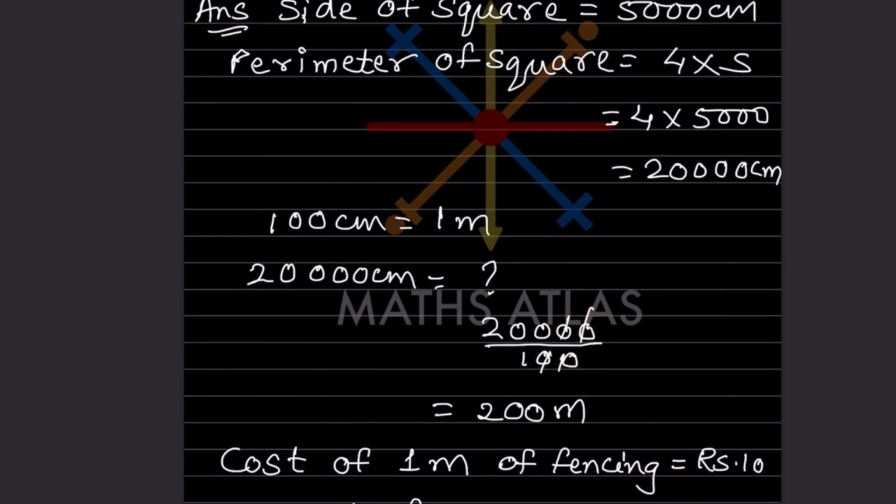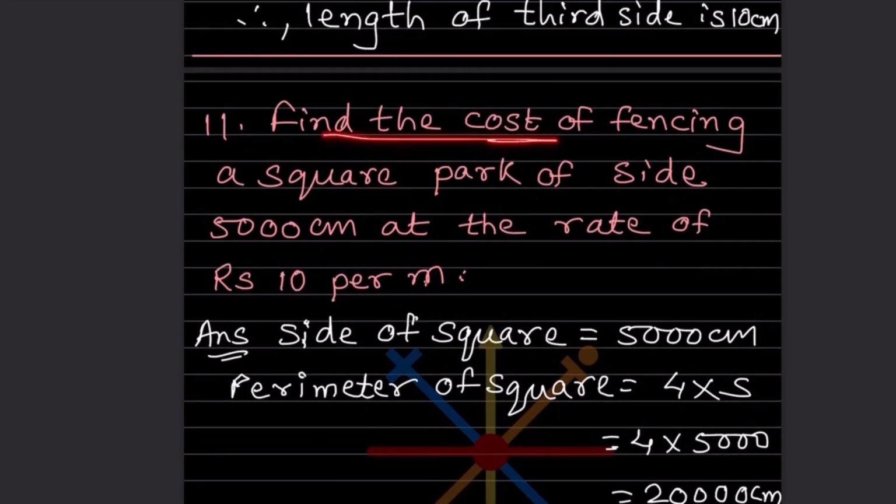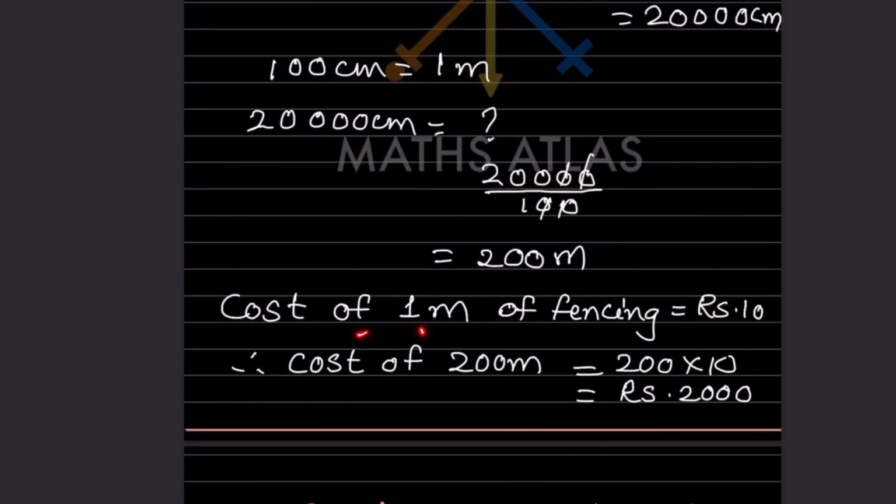Now whatever you got, that is because we wanted meter. So we got 200 meter. So the perimeter is 200 meter. So this perimeter is done. Now they are asking to find the cost of fencing. The cost is given per meter, which means for 1 meter the cost is rupees 10. We have here 200 meters. So the cost of 200 meters together will be how much?